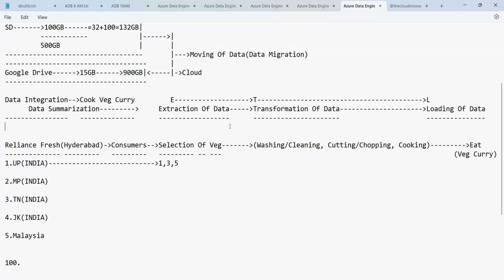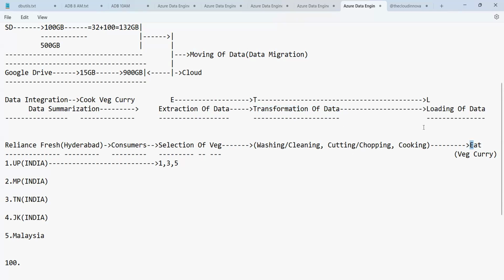And once the data is extracted, transformation of data means washing, cleaning, cutting, chopping. That means, guys, removing some of the rows, adding some new columns, or removing some of the existing columns, or putting the data into sorting order, that is ascending or descending order, or performing some calculations on the data. All this comes under transformation of the data.